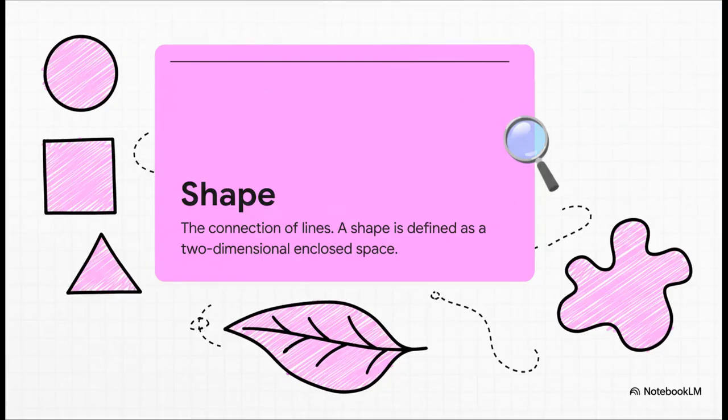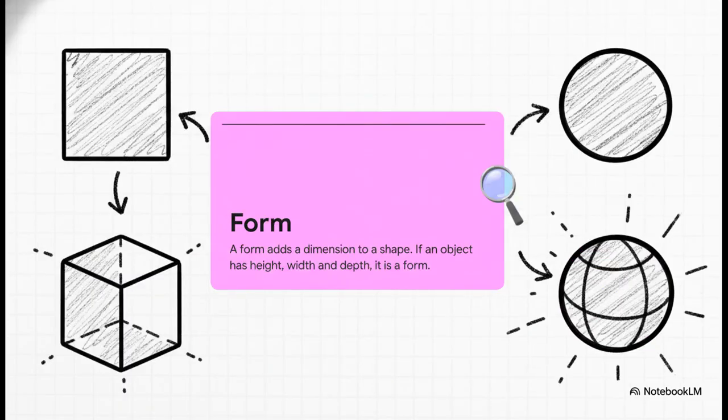So what happens when a line loops all the way around and connects back to itself? Boom, it creates a shape. A shape is just any two-dimensional enclosed space. They can be perfectly geometric, like a circle or a square, or they can be totally organic and free-flowing, kind of like a puddle or a cloud. Now, here's where it gets really cool.